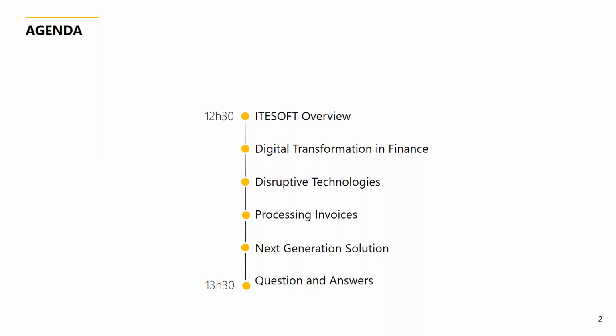Then we're going to go into, as part of that, talking about invoices, supplier invoices. How do they get processed? How do these disruptive technologies apply to the processing of invoices in much more detail? Then we're going to look at our next generation product, Streamline for Invoices, in a lot more detail, and how that is a disruptive technology in its own right. I've put questions and answers at the end specifically.